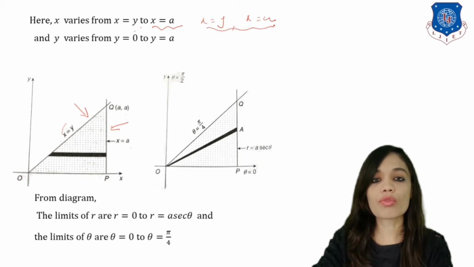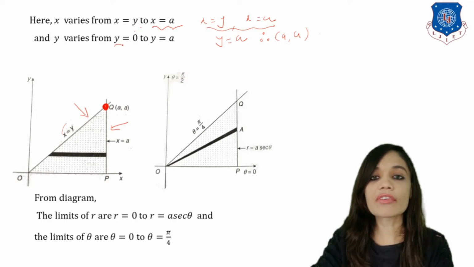So from these two, what can we say? y is also equal to a. Therefore, our point of intersection is (a, a). So this is our point of intersection, right? Now draw the line y equals 0, but this is our x-axis. Lastly, y equals a is considered at this point.